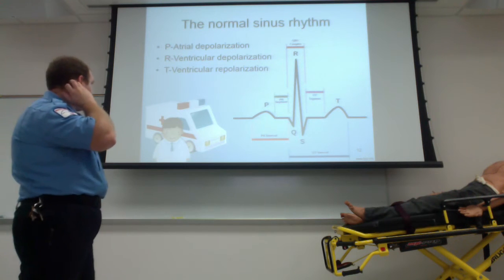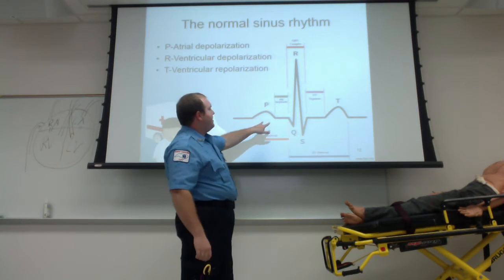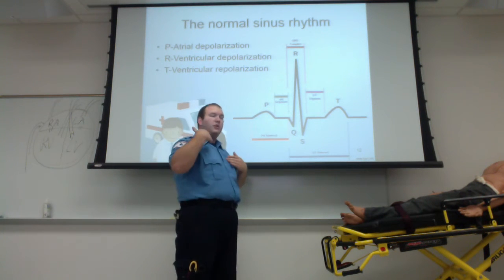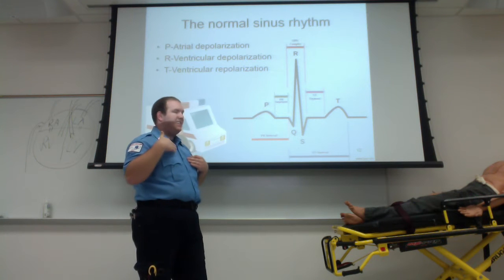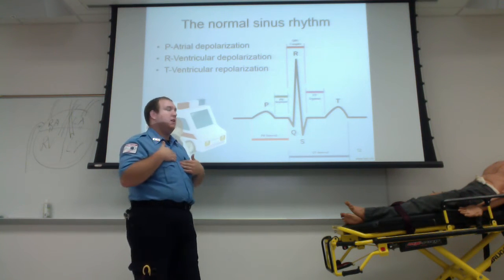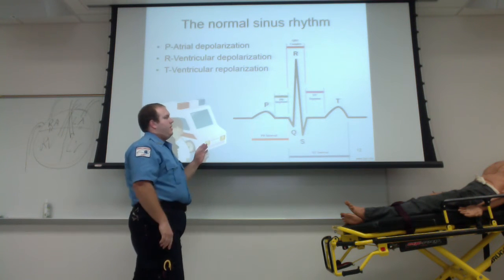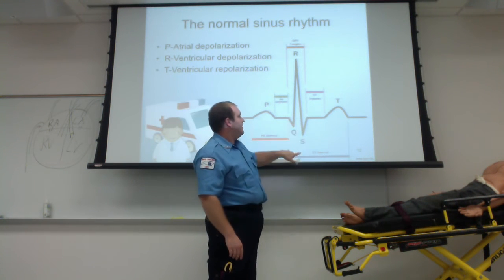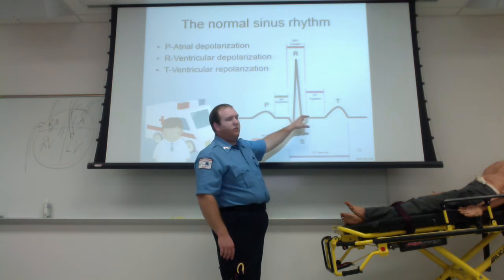The second section here, you should have a little bit of a wave. This PR segment is just the time it takes for that signal, that electrical charge, to go through the AV junction we just talked about, the AV node. That's that little bit of delay there. Then next, you go to your QRS. This is the big wave in the middle.